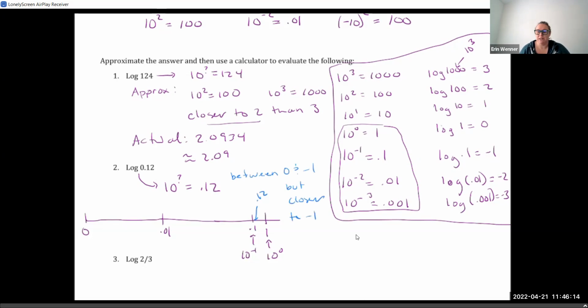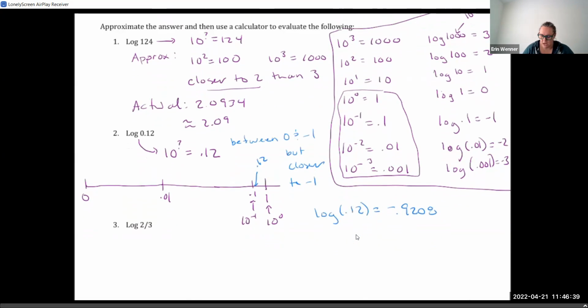So if we put this into our calculator, we do log of 0.12, we get -0.9208. And -0.9208 is very close to -1, right? And so we're seeing how those two correlate to each other.